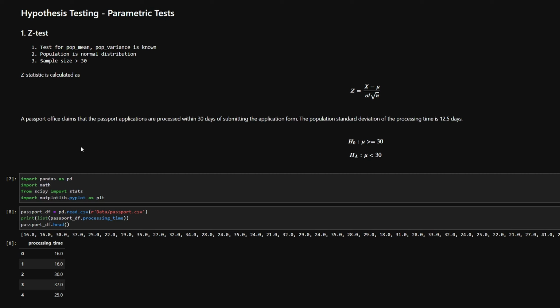So let's see this in practice with the help of an example. The example that we have here is as follows. A passport office claims that the passport applications are processed within 30 days of submitting the application form. The population standard deviation of the processing time is 12.5 days. Now, a few things to note here. The standard deviation given to us is 12.5, that we can see.